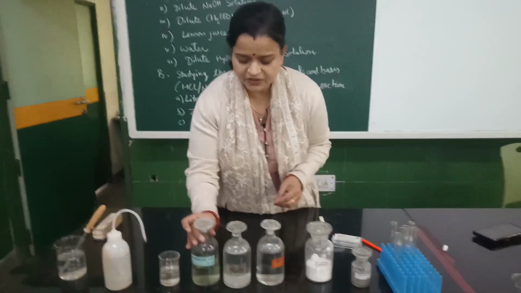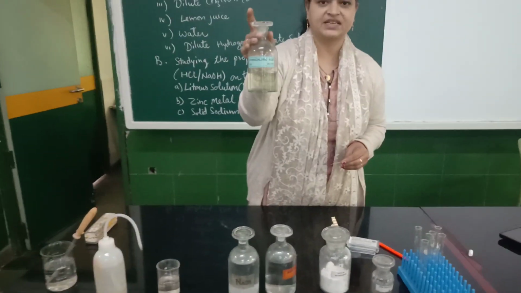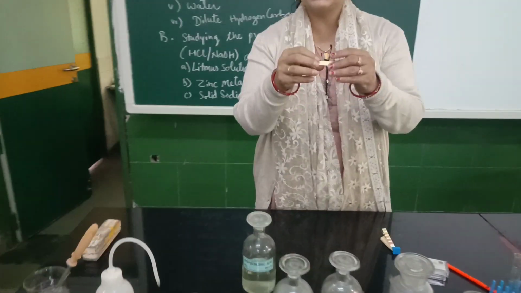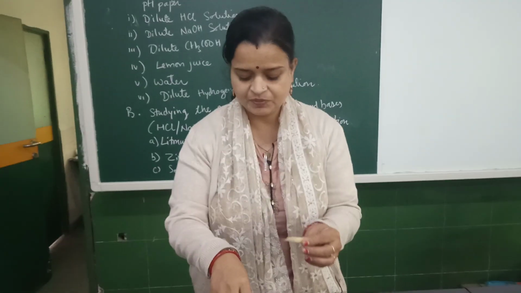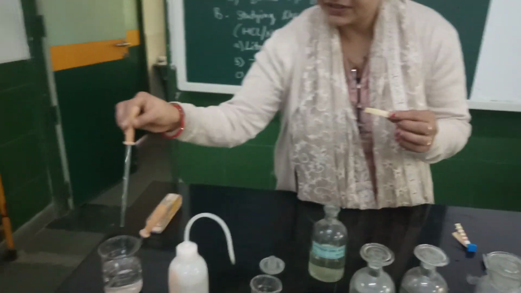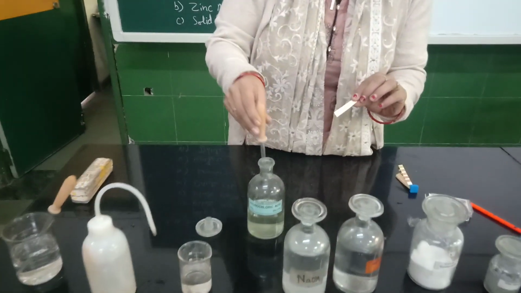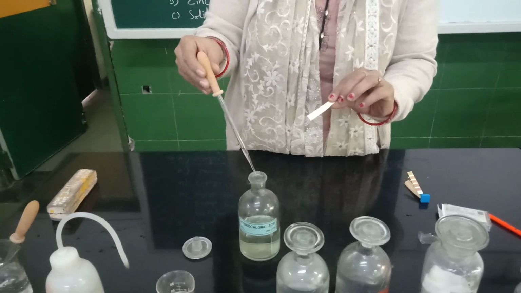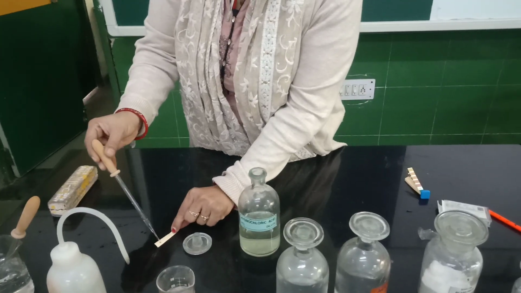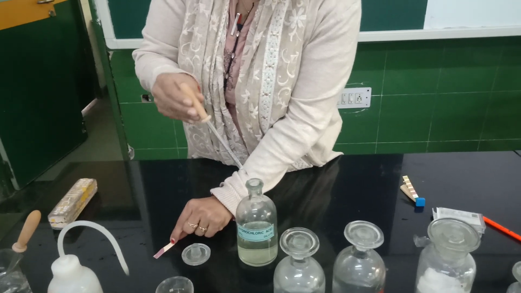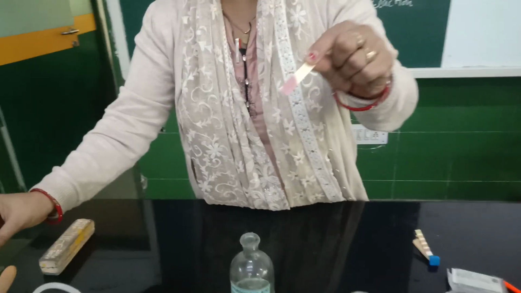The first sample you can find is hydrochloric acid. Okay, let us test the pH of this hydrochloric acid. I just take out one pH paper, and this is the dropper which is washed in water. Now I'll just take a little amount of hydrochloric acid and put it on this. You can see there is a change of color.